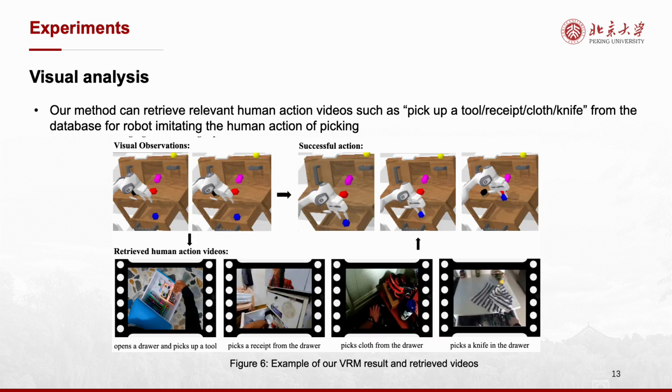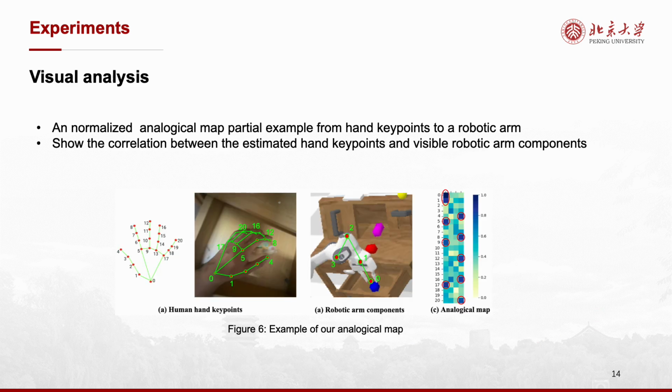In the visual analysis, an example of our VRM result and retrieved videos shows that our method can retrieve relevant human action videos, such as picking up a tool, receipt, cloth, or knife, from the database for the robot to imitate the human action of picking. We also visualize our analogical map and normalized analogical map, a partial example from hand keypoints to a robotic arm. The example shows the correlation between the estimated hand keypoints and visible robotic arm components.